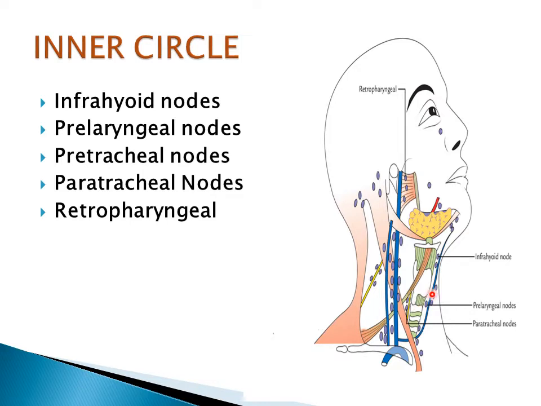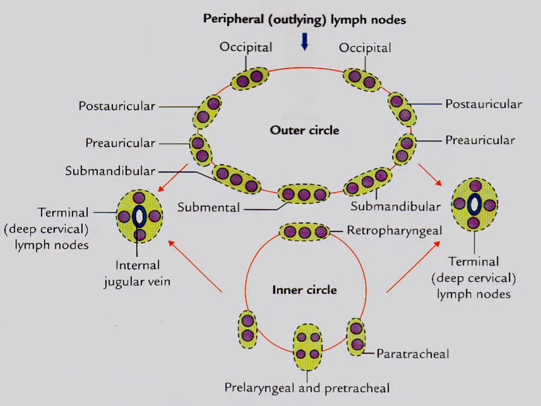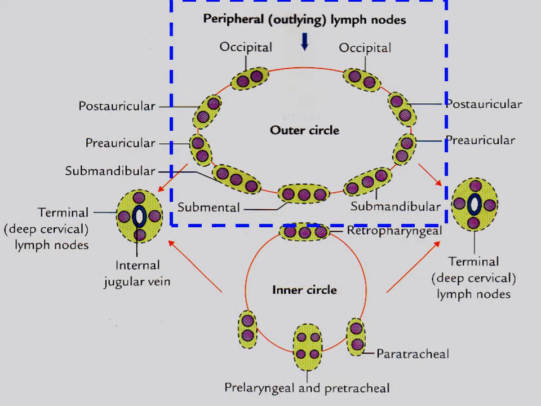So this is the inner circle. These are on either side. We have the infrahyoid bone, prelaryngeal and pretracheal in the center, paratracheal on either side, and retropharyngeal behind. So that forms an inner circle. Here we can see the inner circle.